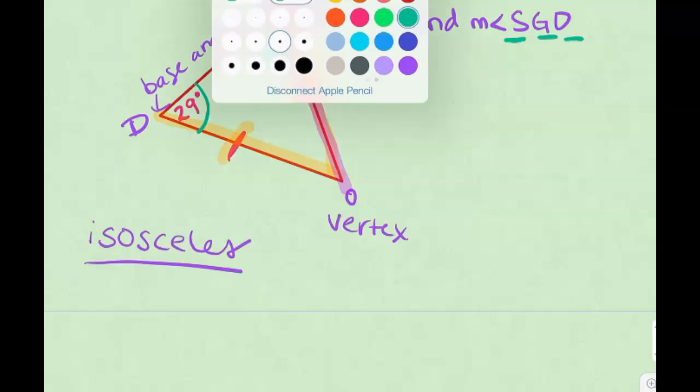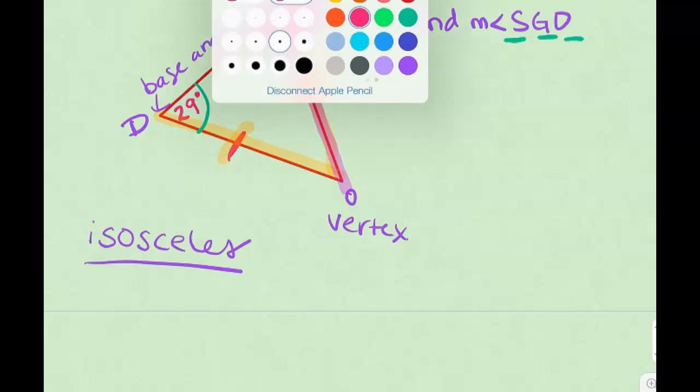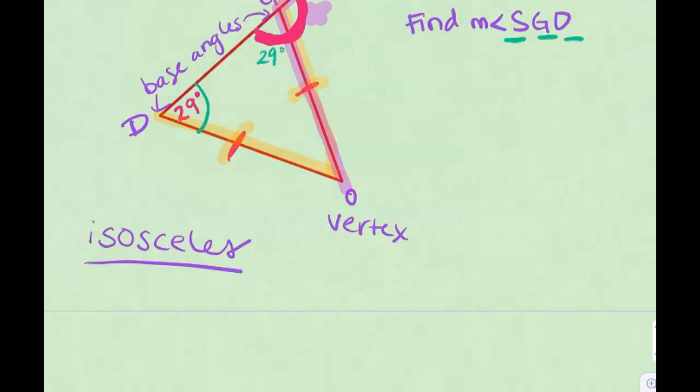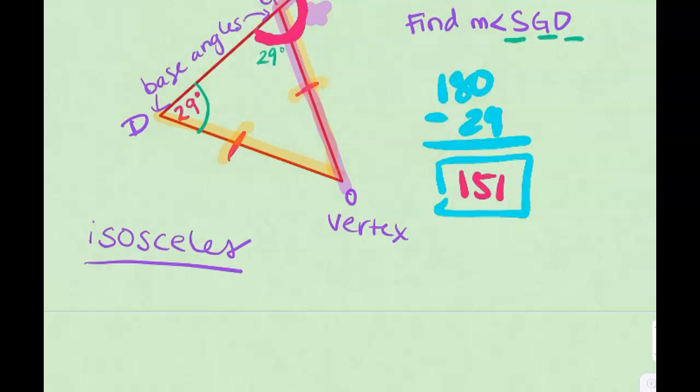So since we have a straight line here, we can do 180 minus 29, which should be 151 degrees. And just checking our work, does this look like it could be a 151 degree angle? Yes. I think so. What do you think, Miss Vala?